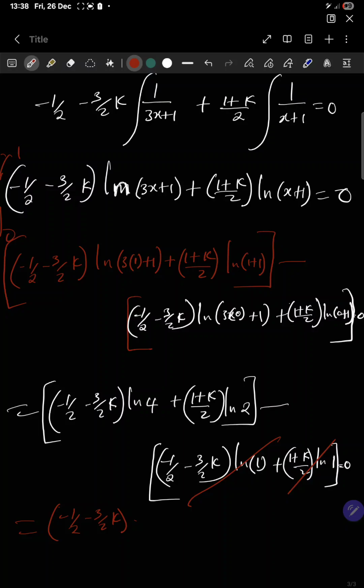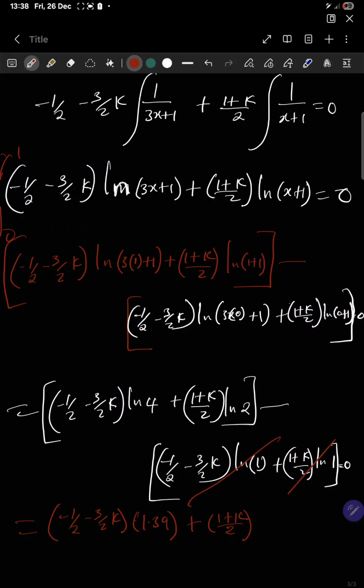So you are going to get 1.39. So you get 1.39 here, 1.39. Then plus, you do the same here. You are going to have 1 plus k. 1 plus k is going to give us a k, so you keep that, which is 1 plus k over 2, and then you also get natural log of 2.